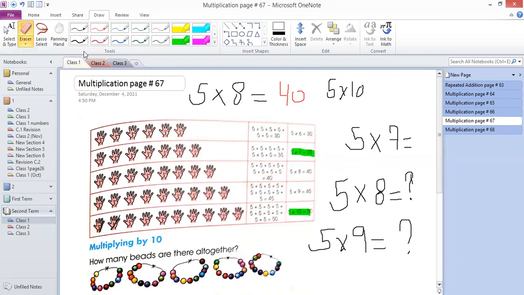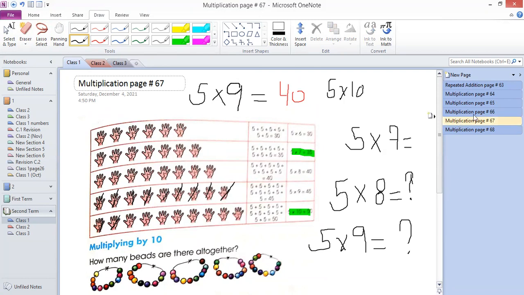Now, this is how many hands are there? 1, 2, 3, 4, 5, 6, 7, 8, and 9. There are 9 hands. In each hand, there are 5 fingers. So 5 multiplied by 9. Because there are 5 fingers and 9 hands.